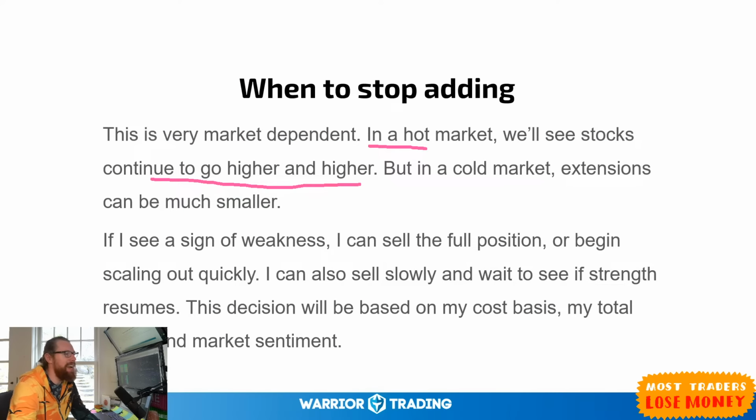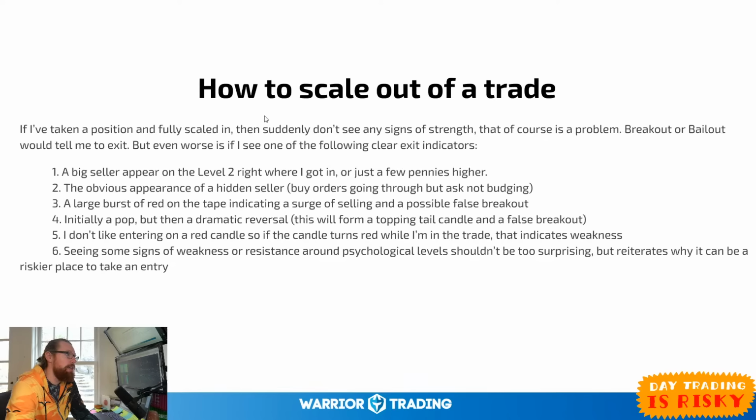So if I see a sign of weakness, I can either sell the full position, I could begin scaling out quickly, or I could also sell slowly and wait to see if strength resumes. The decision will be based on my cost basis, my total profit, both realized and unrealized, and market sentiment. If it's a hot market, I'm going to try to hold it as long as I can. If we're in a colder market, I'm going to be a bit more conservative and take the profit off sooner.